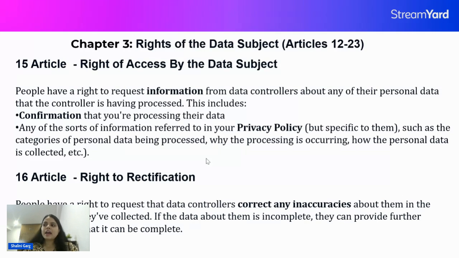Now, if they have my incomplete personal data, for example, incomplete means, okay, I was studying during that period of time where the company has my data.